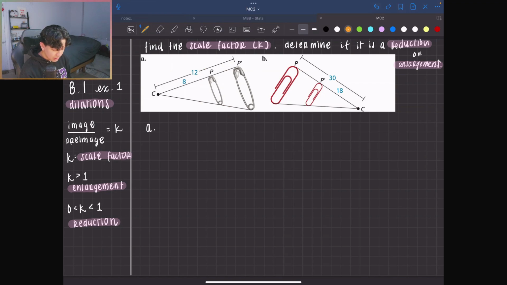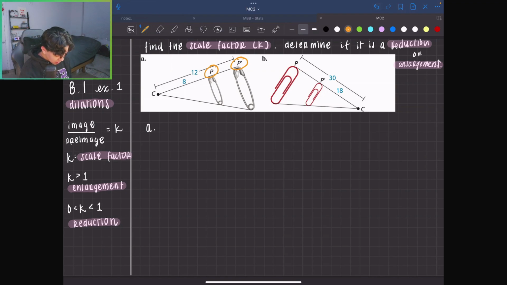So all you need is the image, which is what happens after. Whenever we see image, we're going to think of P prime right over here. Prime is when we transform the original object. So if P was the original one, P prime is what happens after. We will call P prime our image, and our pre-image is going to be P over here.